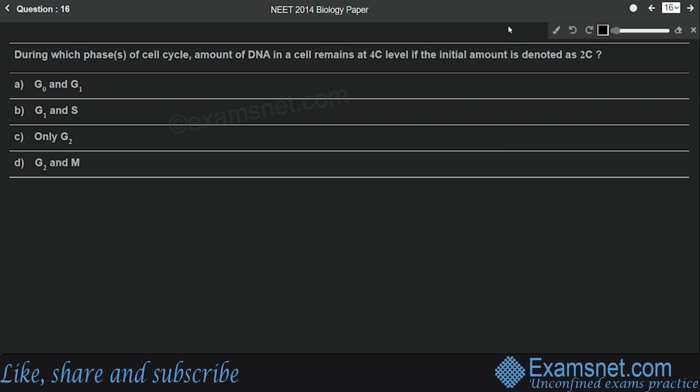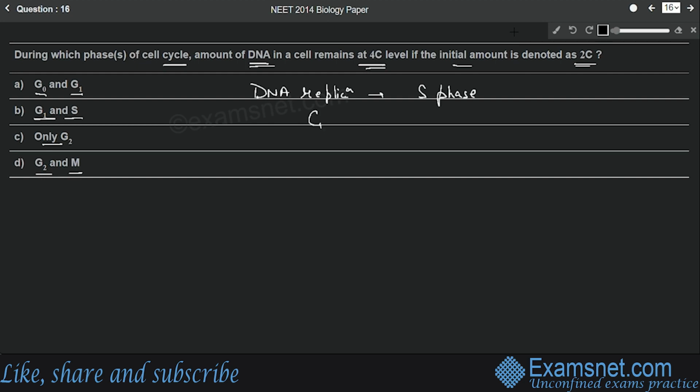Question number 16 is from the chapter Cell Cycle and Cell Division, and the question is, during which phase of the cell cycle amount of DNA in a cell remains at 4C level if the initial amount is denoted as 2C. Options are G0 and G1, G1 and S, only G2 and G2 and M. So we know that DNA replication takes place during the S phase of the cell cycle. S phase means synthesis phase.